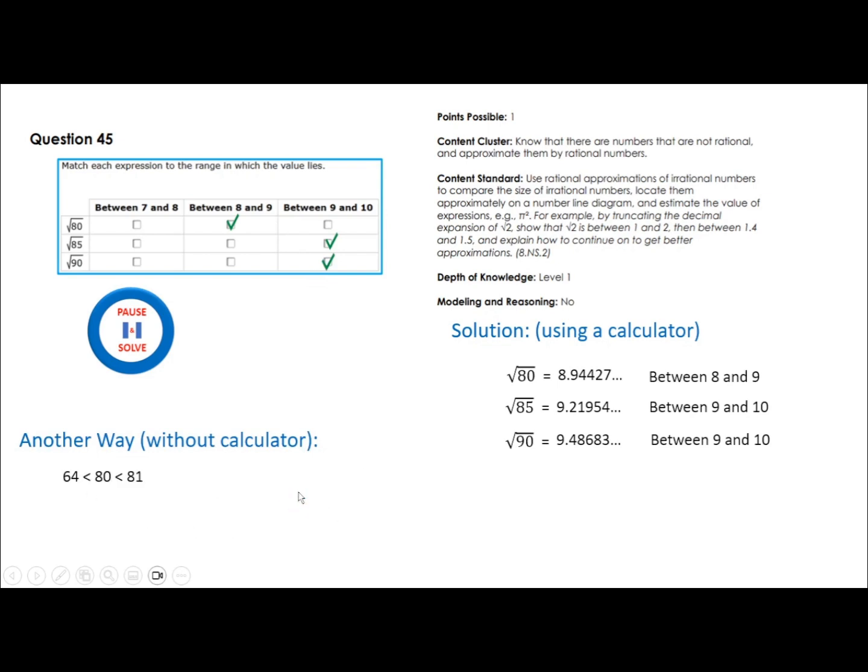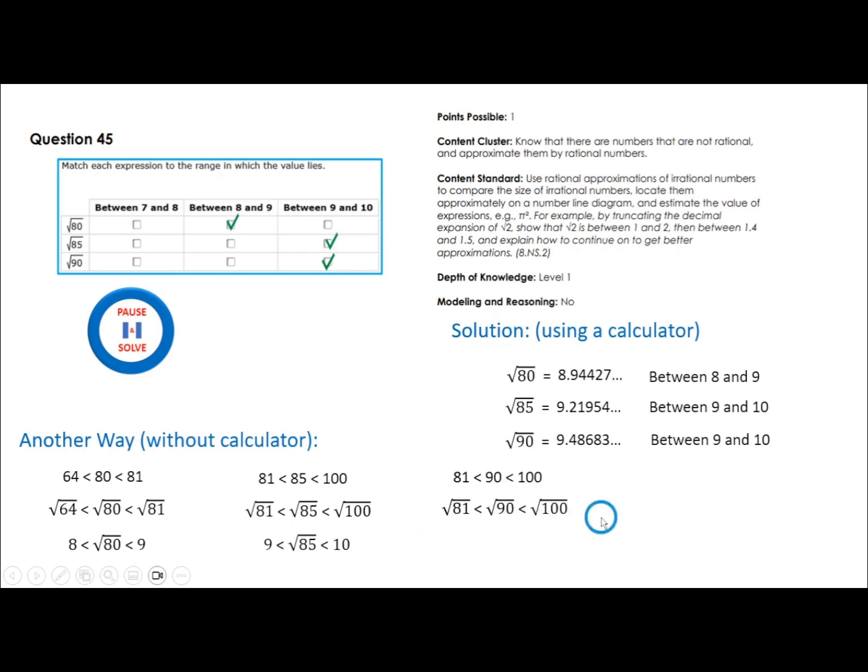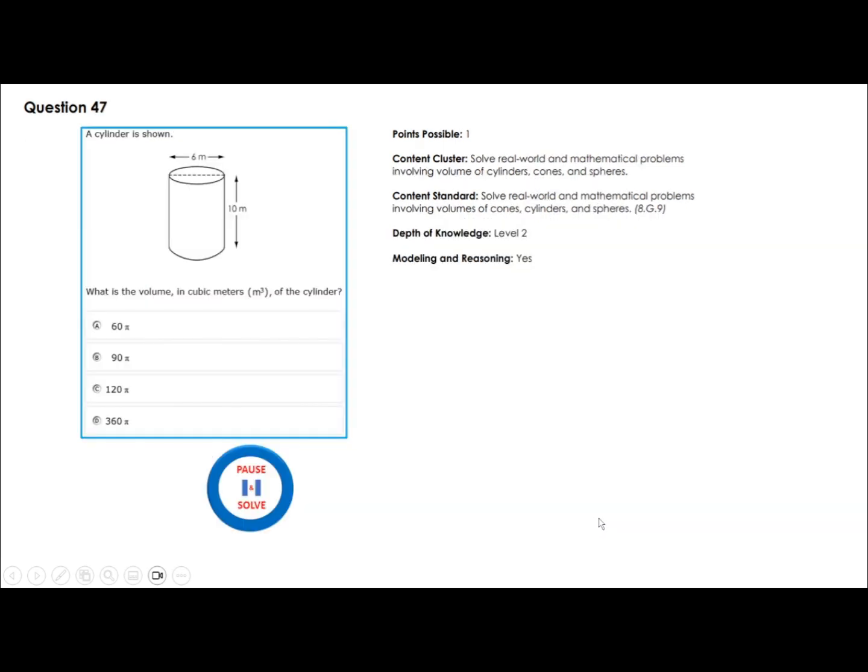Without a calculator, you can say 80 is between 64 and 81, perfect squares, okay? So square root of 80 is between square root of 64 and square root of 81, between 8 and 9. Same thing you do for 85. 85 is between 81 and 100. You get between 9 and 10. 90 is between 81 and 100, between 9 and 10.